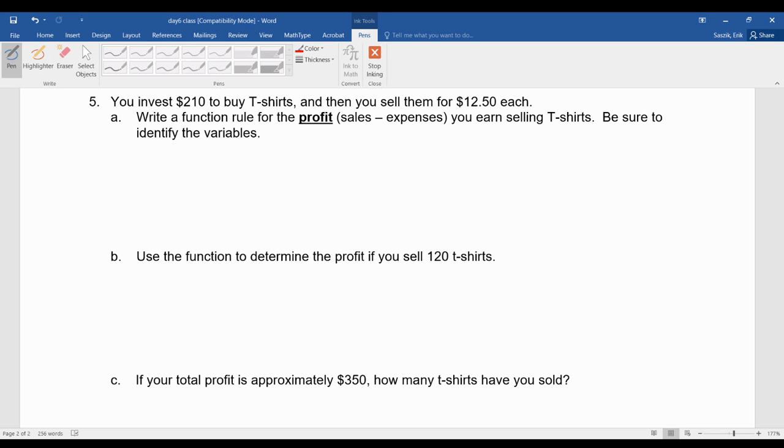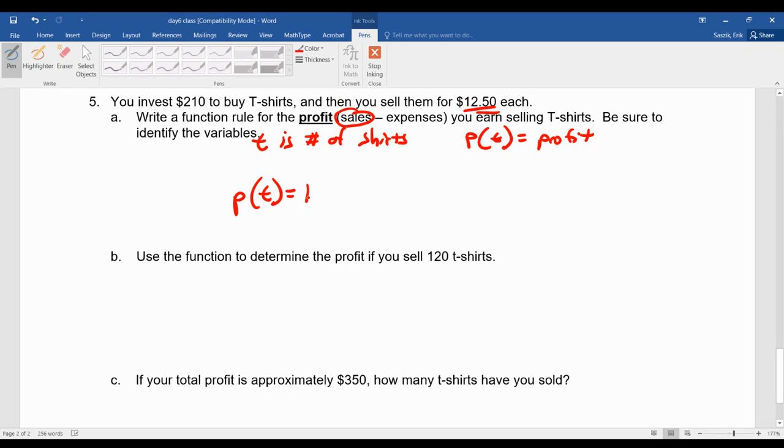All right. You invest $210 to buy t-shirts. Then you sell them for $12.50 each. Write a function rule for the profit. Now you're making a profit by selling what? Selling t-shirts. So T is the number of shirts, and P of T is going to be the profit, because that's what you're asked to write a function rule for. So P of T, remember, sales, that's the same thing as revenue. You're selling them for $12.50 each, so $12.50 T. And then this is money that you spent, so that's a minus. So there is your function rule.